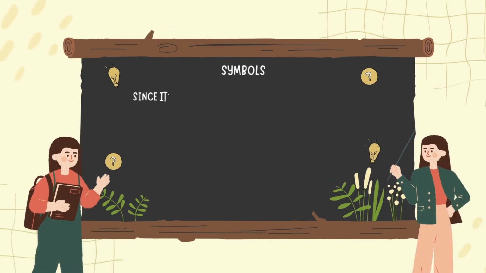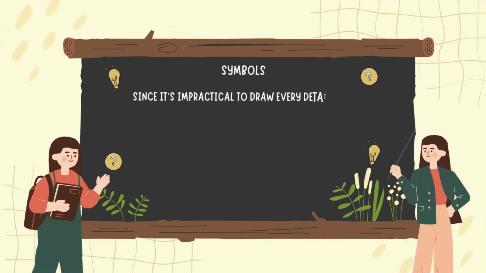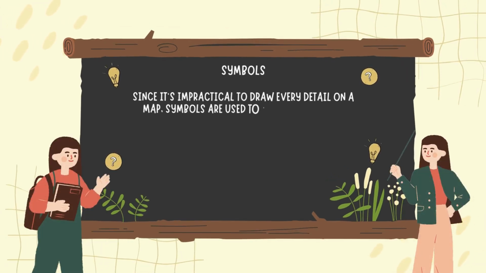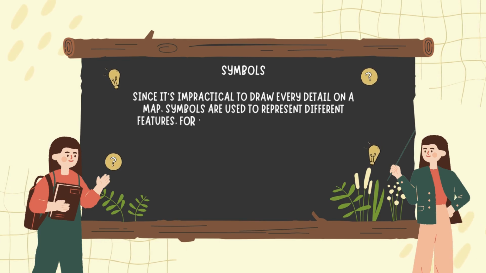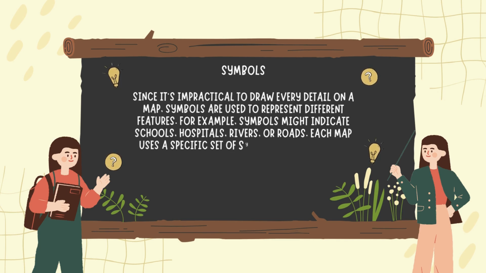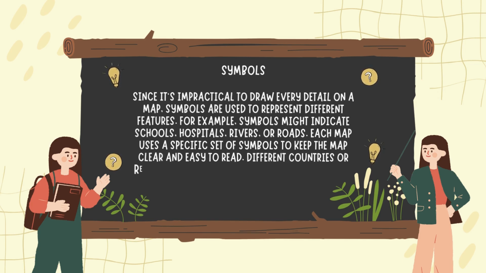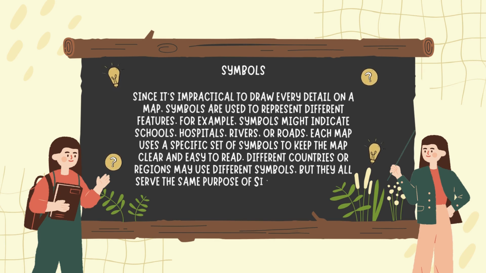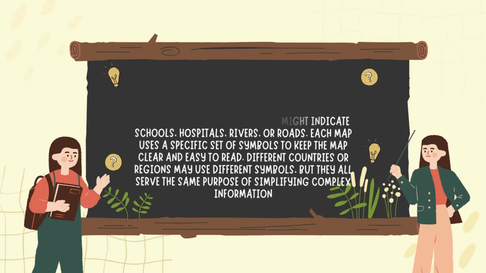Symbols. Since it's impractical to draw every detail on a map, symbols are used to represent different features. For example, symbols might indicate schools, hospitals, rivers, or roads. Each map uses a specific set of symbols to keep the map clear and easy to read. Different countries or regions may use different symbols, but they all serve the same purpose of simplifying complex information.